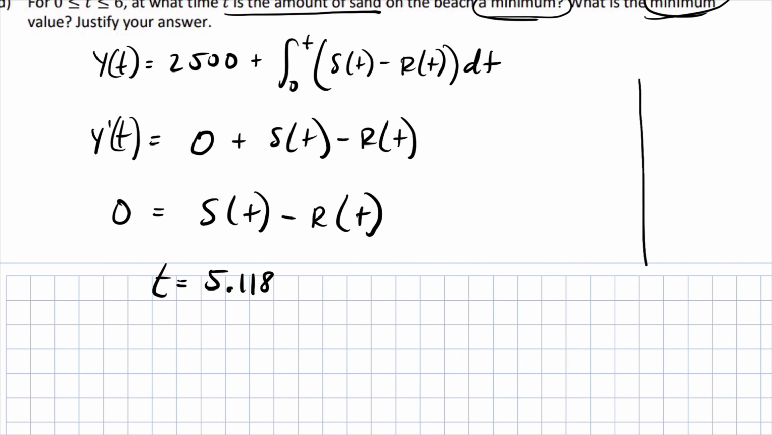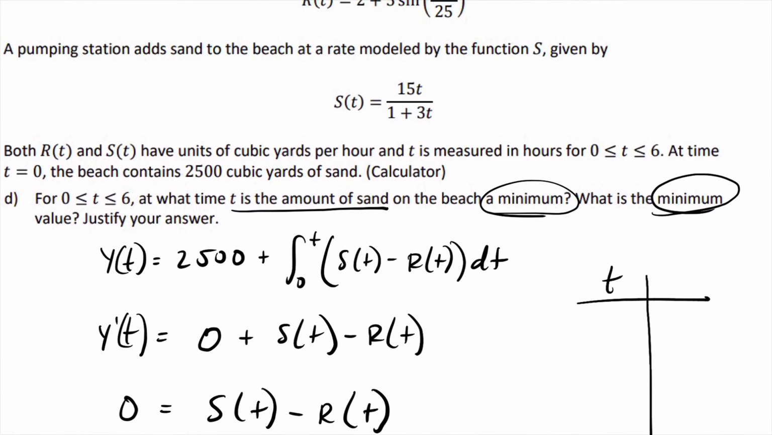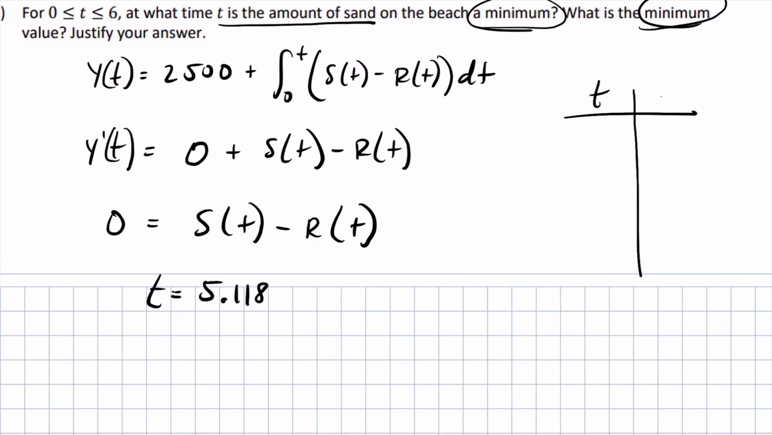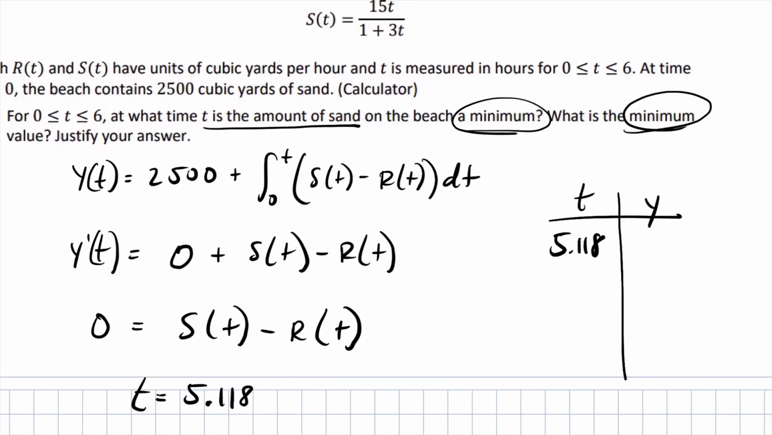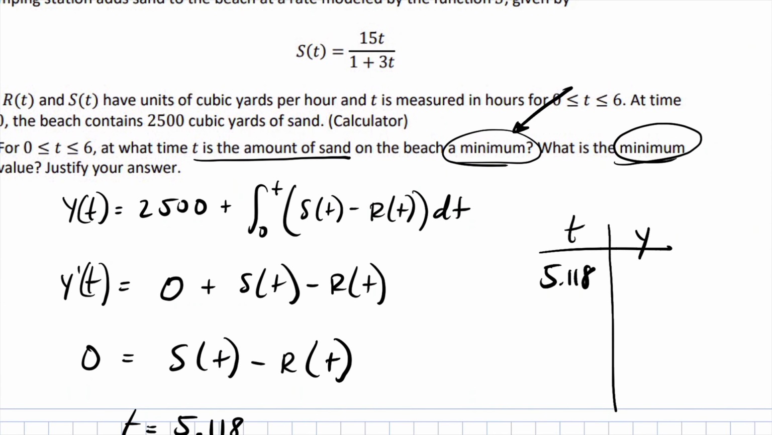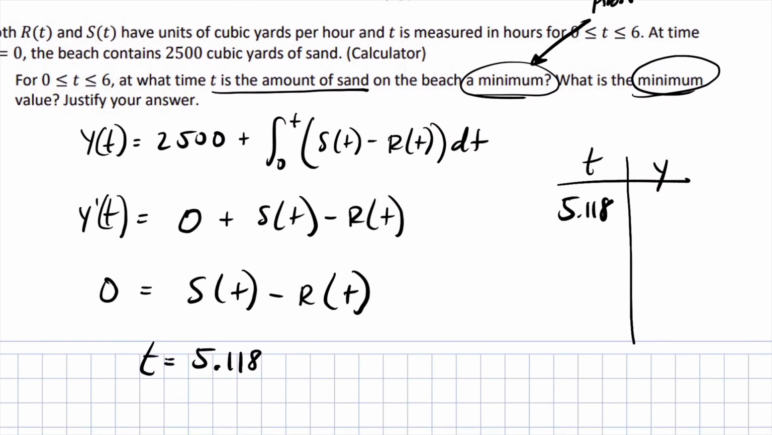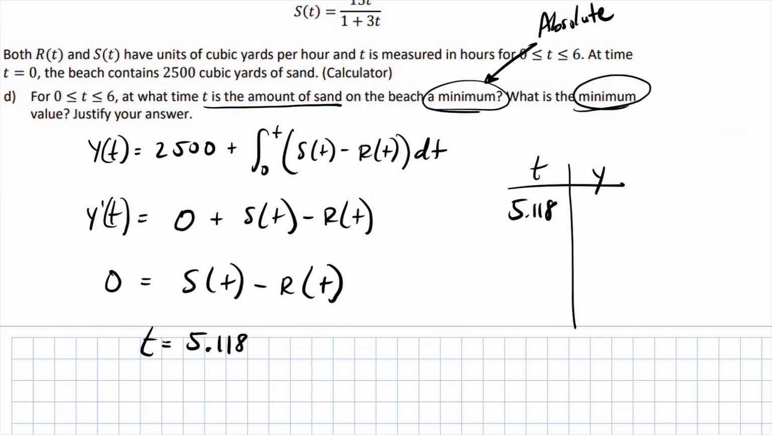So we have T and we have, what's the other one? Y, since it's Y of T. We check this guy. What else do we check? When we're checking for absolute minimum or absolute maximum, what else do we check? 0 and 6, the beginning and the end.